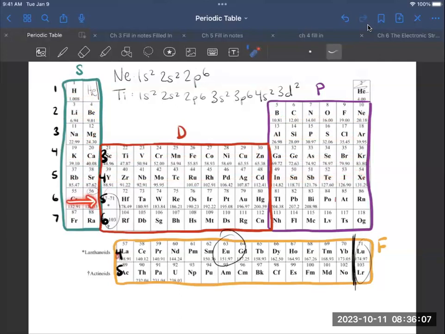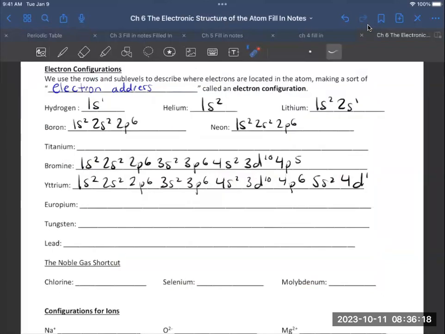6s2, and then we jump down to 4f, and what is that going to be? 1, 2, 3, 4, 5, 6, 7. Wait, 1, 2, 3, 4, 5, 6, 7. Yeah, 4f7. Sorry. So let's go ahead and write that out.